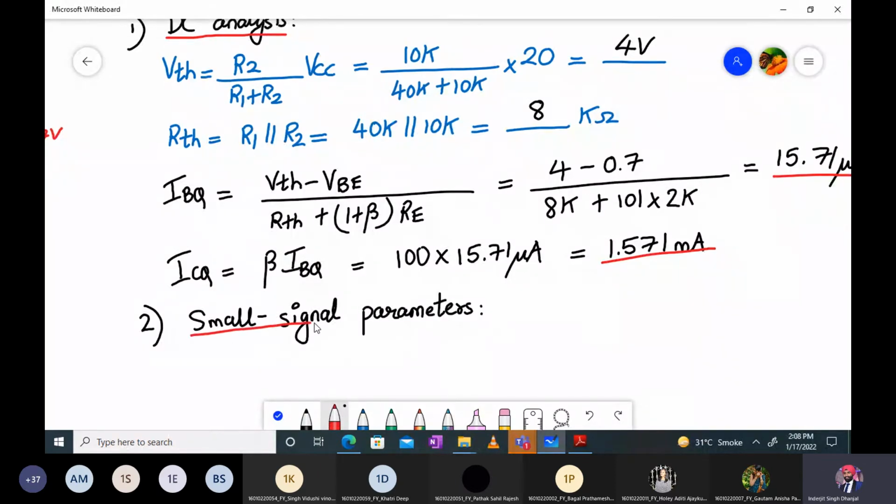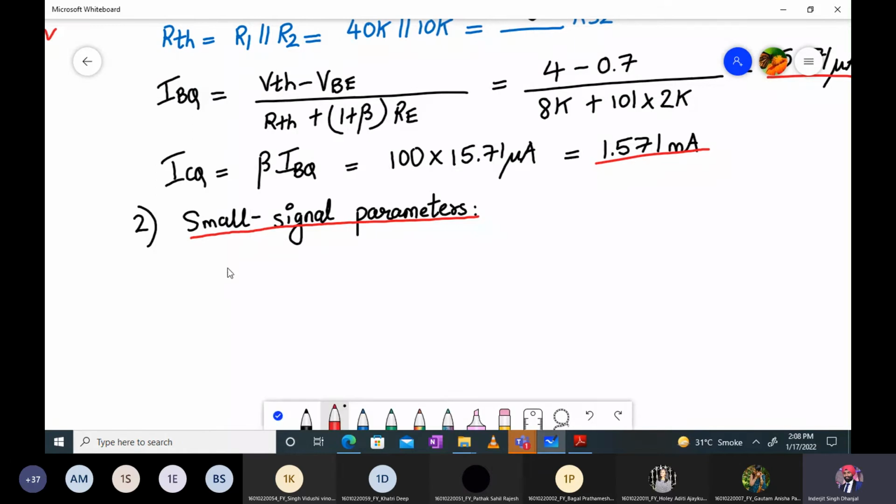So what are the small signal parameters? In case of the hybrid pi model for a BJT, the first is R pi. What is the formula? R pi equals beta Vt divided by ICQ. Now what is the value of Vt to be assumed? Vt has to be 26 millivolt. Always we have to assume it as 26 millivolt unless it is given to us.